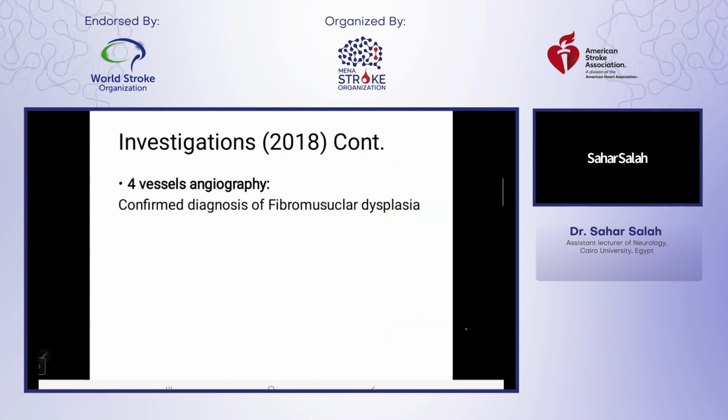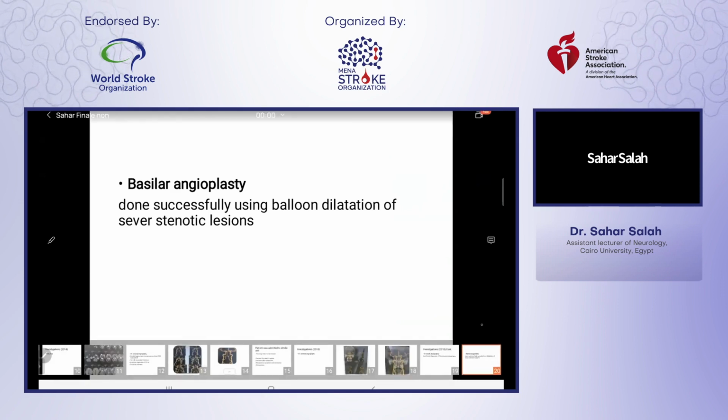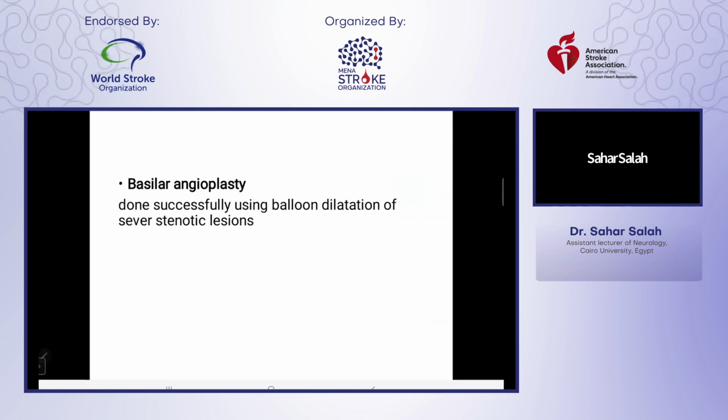Conventional angiography was performed to confirm the diagnosis of fibromuscular dysplasia. It showed the whole length of the basilar artery involved with a string of beads amounting to almost complete occlusion at multiple levels of the artery, with significant reduction of the flow in the basilar artery and its branches. Basilar angioplasty was done using balloon dilatation of the severe stenotic lesion, aiming at revascularization.